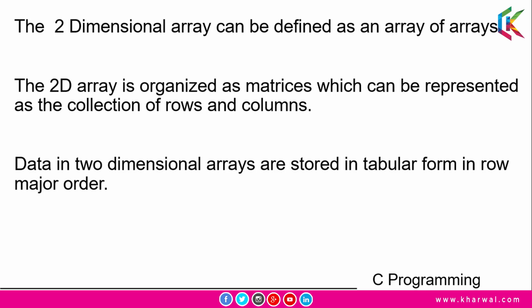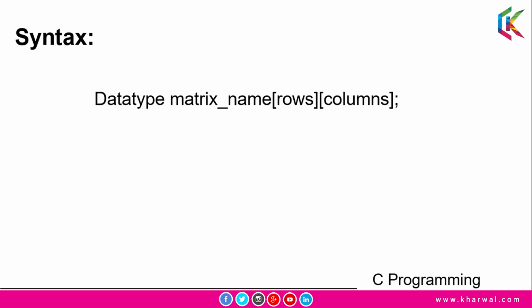Let's discuss the syntax of a two-dimensional array. First of all, we use the data type and then the matrix name, and then in square brackets we use rows and columns. Let's take an example to declare a two-dimensional array or matrix.